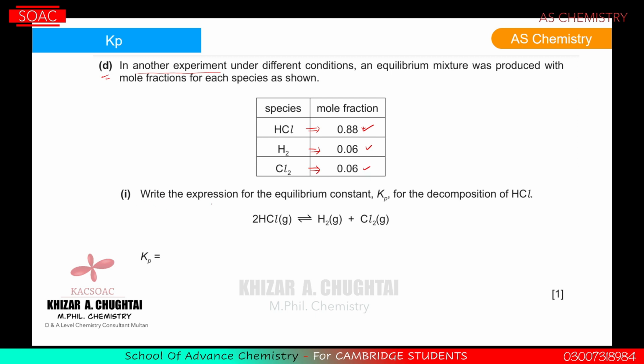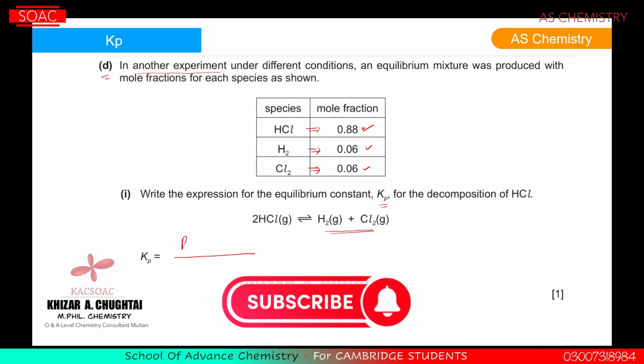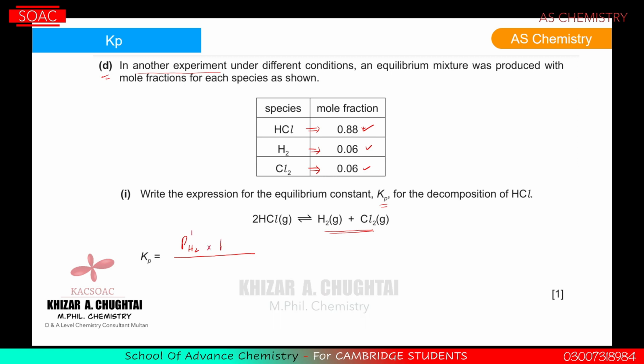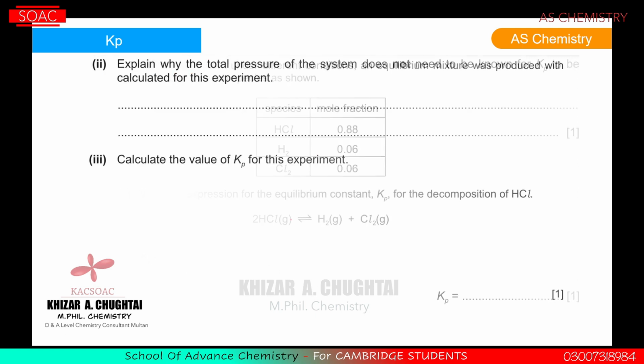Part 1, write the expression of the equilibrium constant Kp. What is the Kp? Kp is equal to the partial pressure of the gases present on the right hand side, only gases. So partial pressure of hydrogen raised to power 1 multiplied by the partial pressure of Cl2 raised to power 1 divided by the partial pressure of HCl raised to power 2. I can put the 2 over here or over here, it's one and the same thing. So this is the expression of Kp.